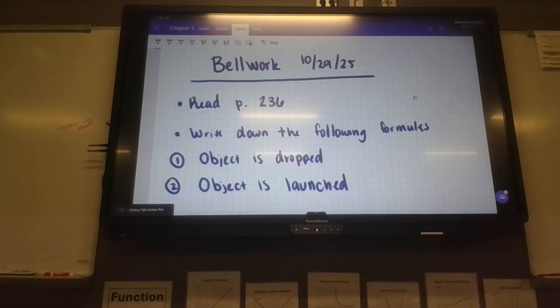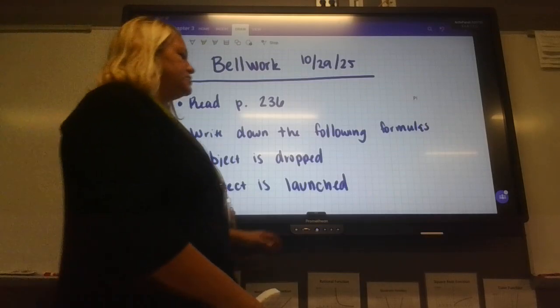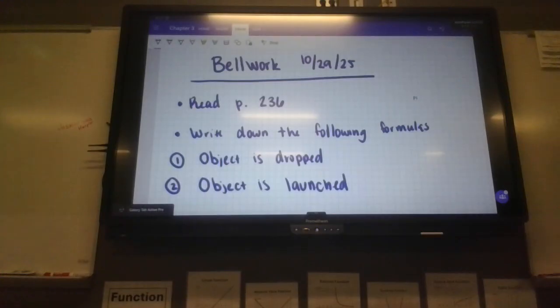All right, guys. So the thing about these word problems is that they're very applicable to our real world. Any object dropped or any object launched, that's kind of a big deal. There's a lot of launched and dropped objects out there in life. So it's a guaranteed test question about one of these formulas.